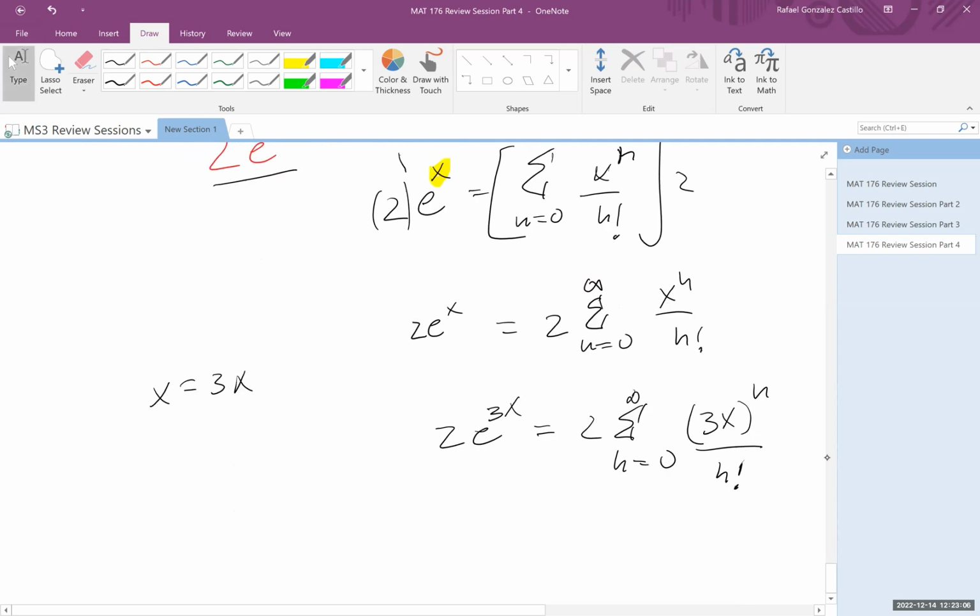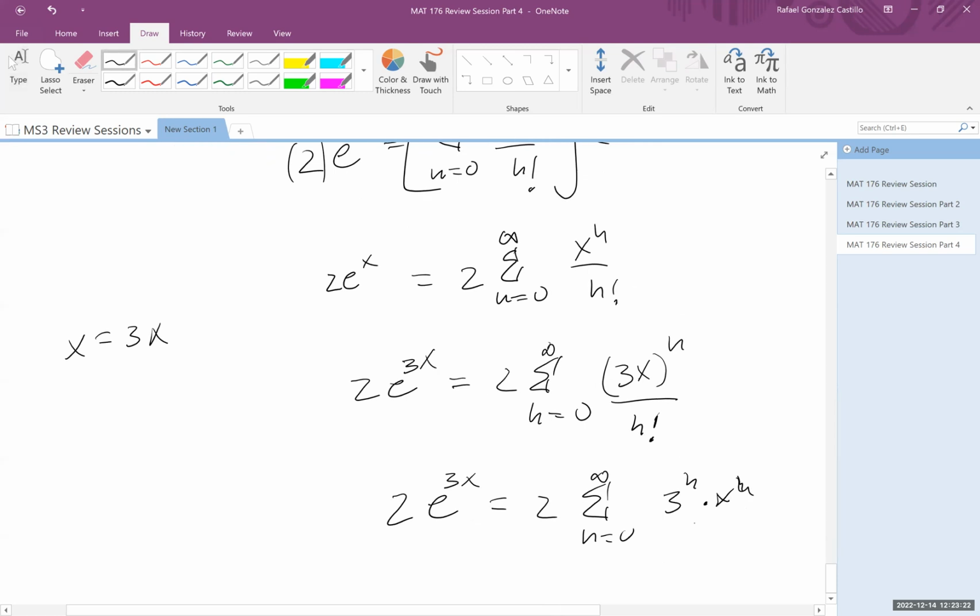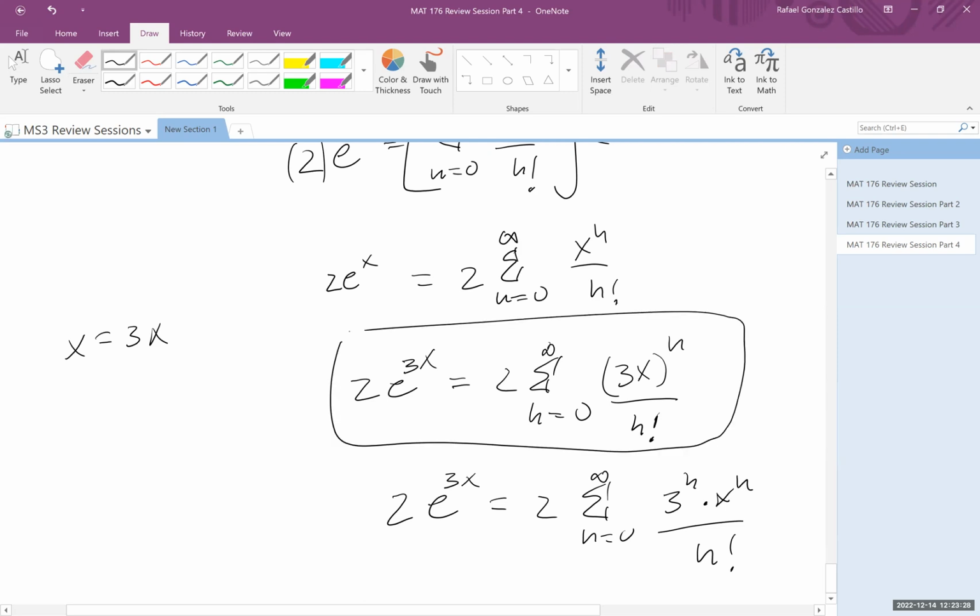this is the solution. You could separate it a little bit if you want to make it look nice. You could write this as 2 times e to the 3x is equal to 2 times the series n equals 0 to infinity of 3 to the n times x to the n over n factorial. You could do this, and it'll look a little prettier if you do it like this, but this is the solution right here. This is probably the second easiest problem on the exam.